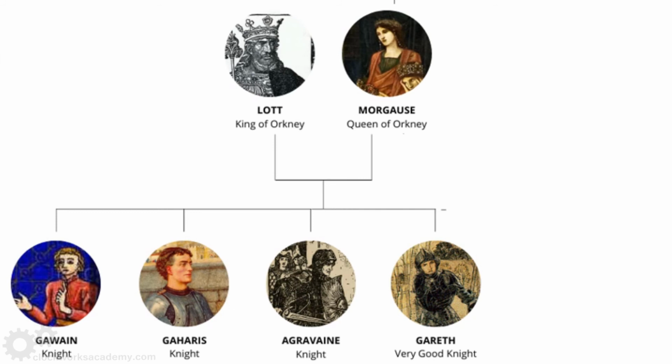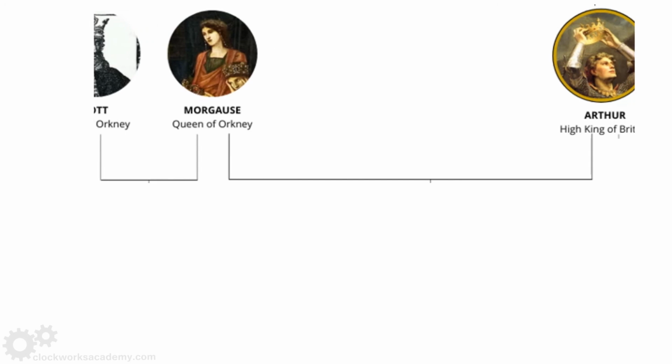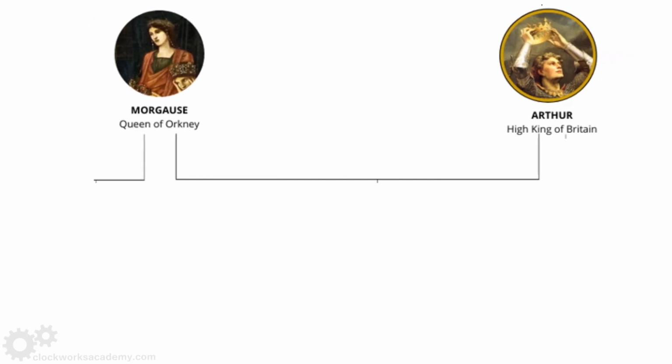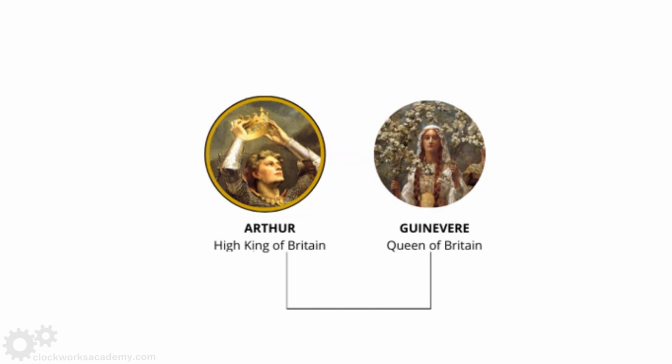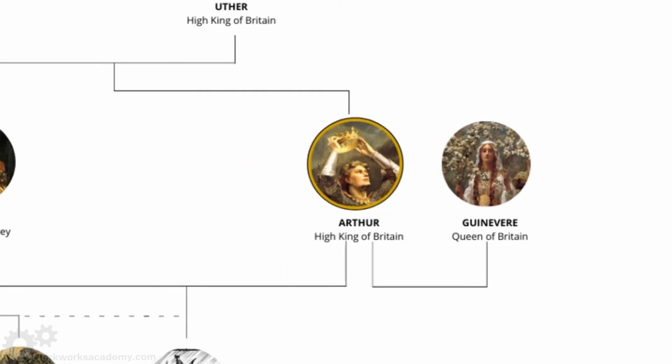Arthur and Morgause, despite being half-siblings, have a son together who is a great scandal, and that is Mordred, who betrays Arthur at the end of Arthur's career. Arthur famously is married to Guinevere, but they do not have any children together, and that's one of the reasons for the instability of Arthur's reign in the later tradition. So here's the whole family tree.